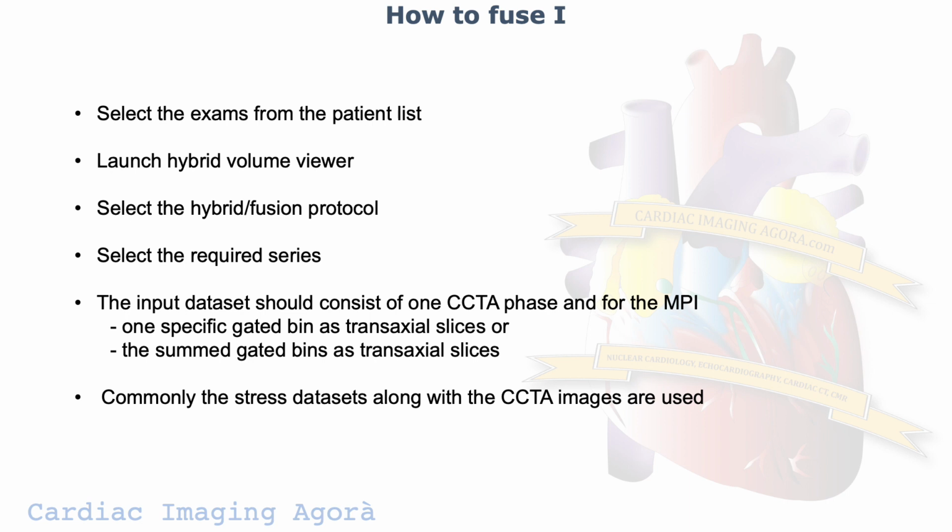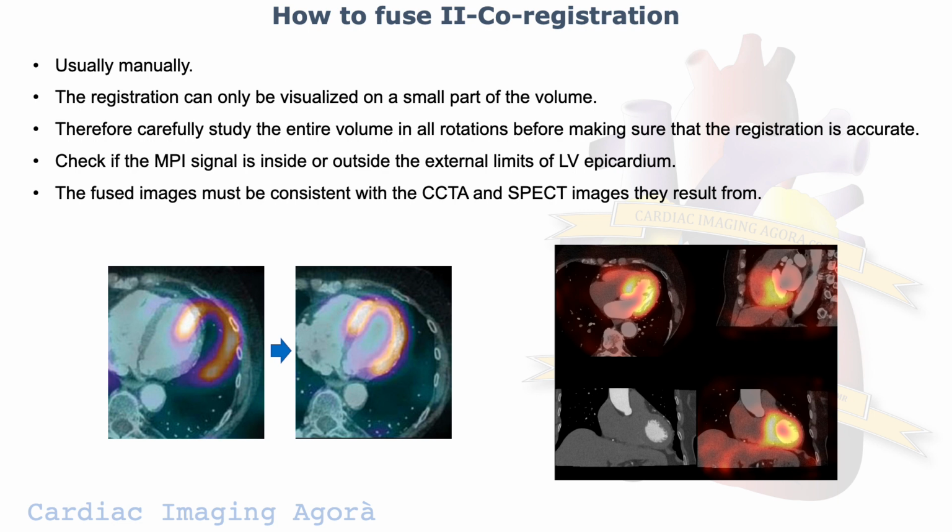The input dataset should consist of one coronary CTA phase, and for the myocardial perfusion imaging, either one specific gated bin as transaxial slices or the summed gated bin as transaxial slices. Commonly, and logically, we just use the stress dataset along with the CTA images, because we do want to match the anatomy with the stress defect. Next step is to co-register the two images.